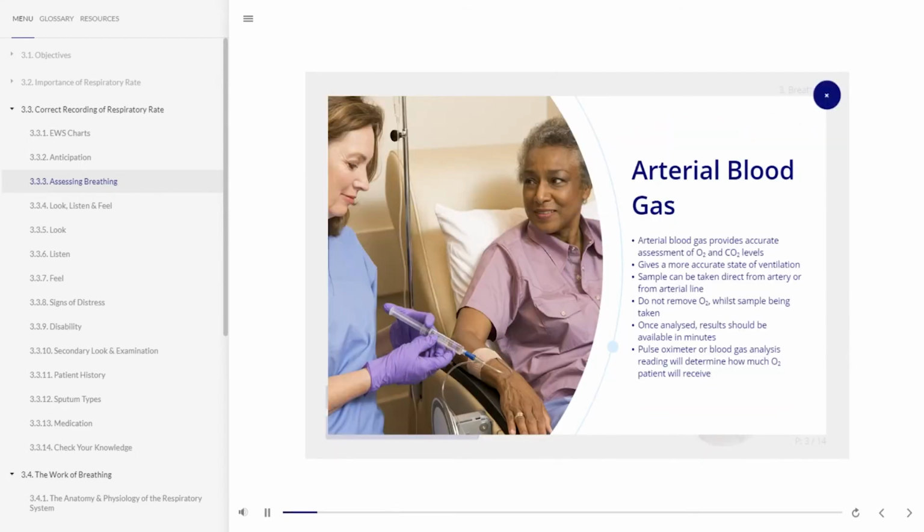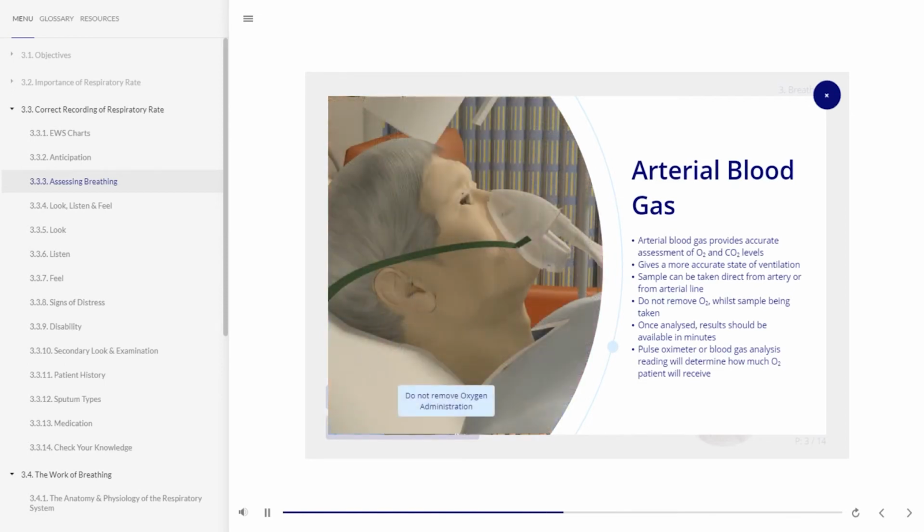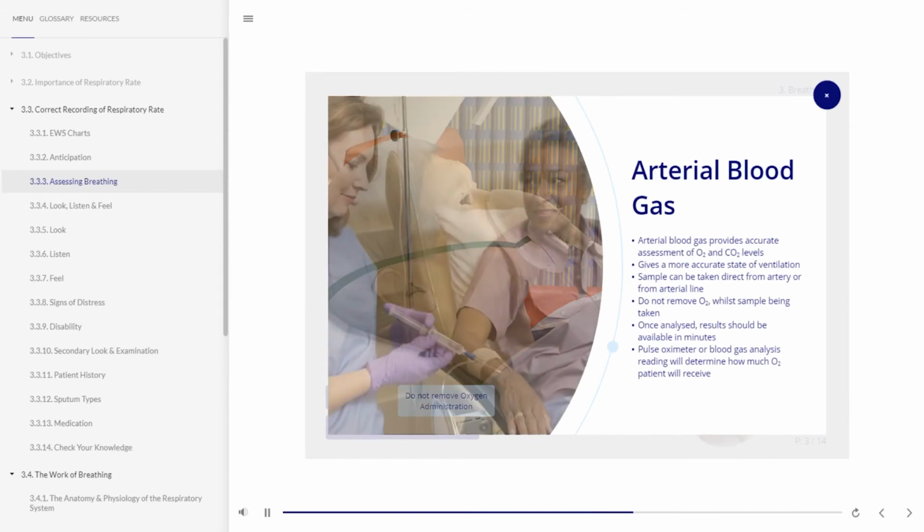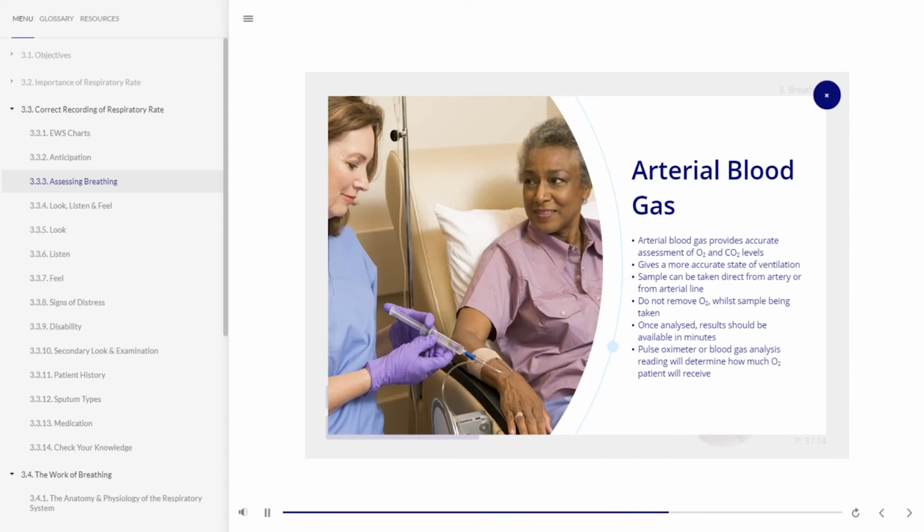Arterial blood gas is an accurate way of assessing how much oxygen and carbon dioxide is present in the blood. This gives a more accurate state of ventilation. A sample can be taken direct from the artery with a needle or from an arterial line. If the patient is on oxygen, this should not be removed while the sample is being taken. The sample is then analysed in the machine and the results should be available in a few minutes. The results of either the pulse oximeter or the blood gas analysis will determine how much oxygen the patient will receive.